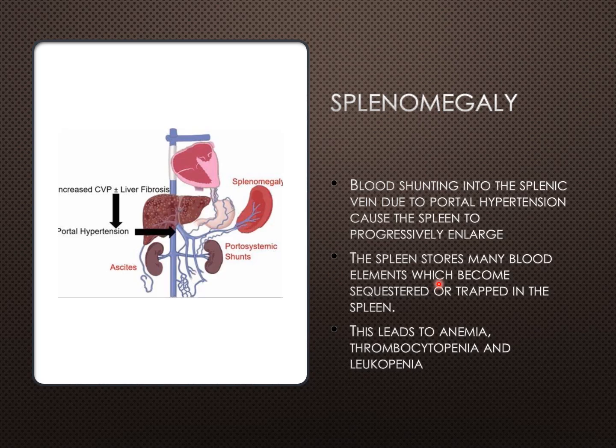Okay. And remember, the spleen stores many of our blood elements, so things like platelets, red blood cells, white blood cells, and they become sequestered or trapped within the spleen itself. And so this leads to conditions like anemia, thrombocytopenia, and leukopenia, as now we don't have those different blood elements in circulation. They're just kind of trapped within the spleen itself, and the spleen gets bigger and bigger and bigger.